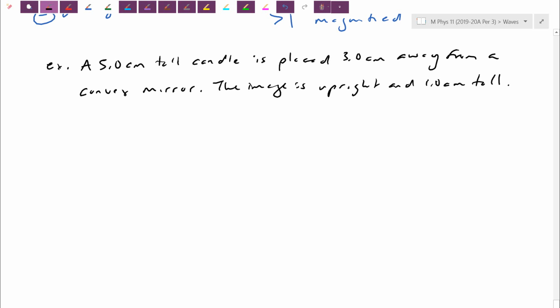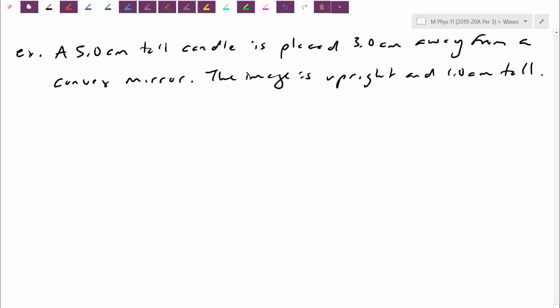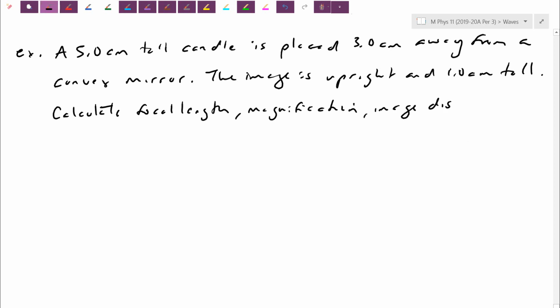Question for you here is: calculate the focal length, so calculate the F. Calculate the magnification. That one should be an easy one because I already have the heights there. And calculate the image distance. Okay, so I would recommend pausing the video and trying it out for yourself.